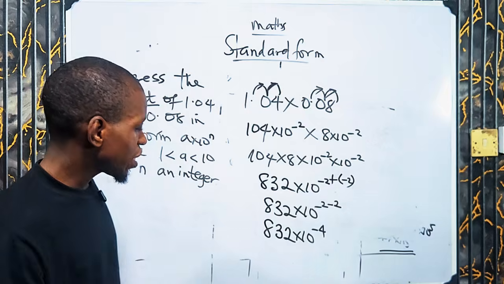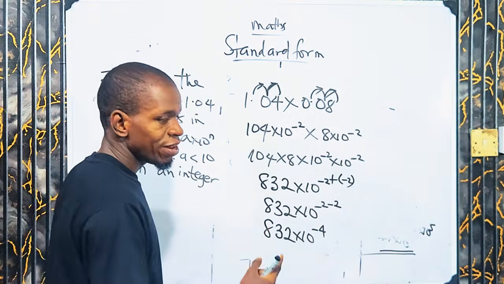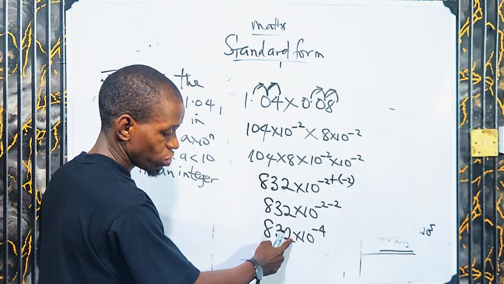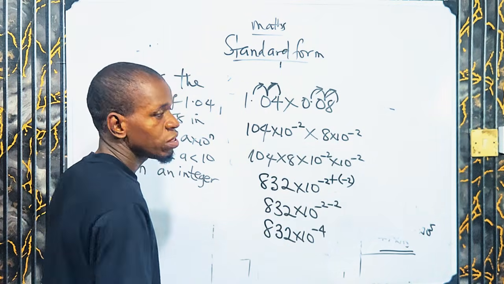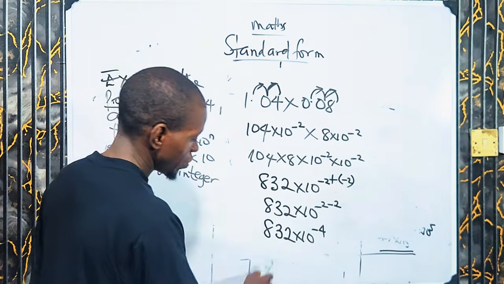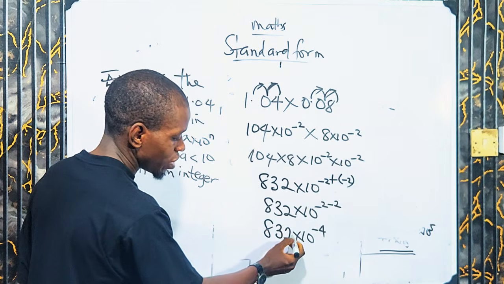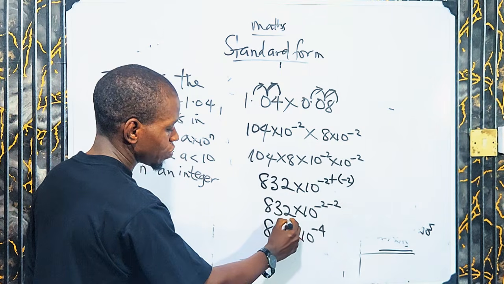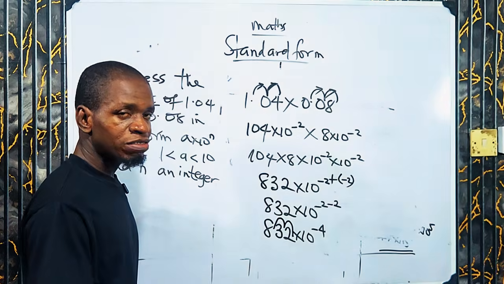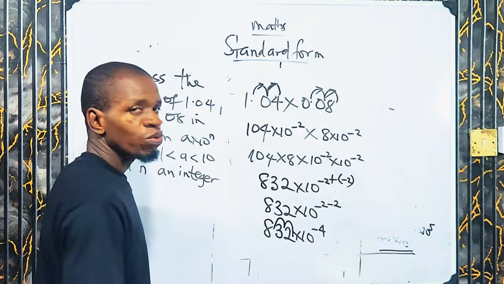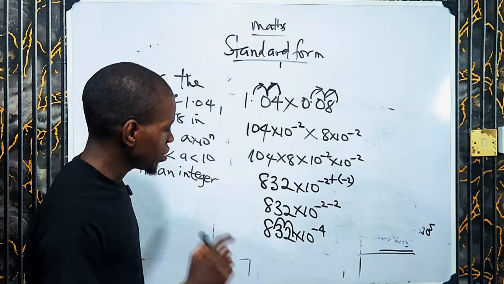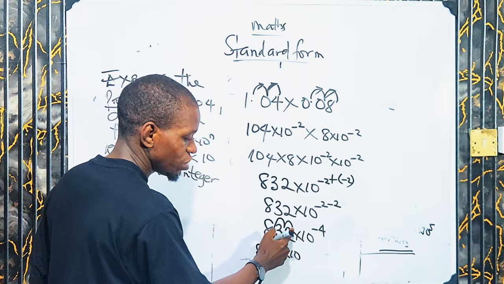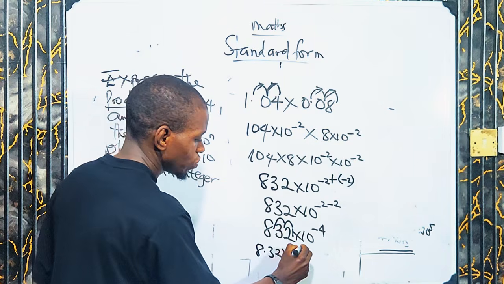Remember, the rule of standard form says that the point must be after the first digit, which can be 1, 2, 3. It's not going to be after many digits. Since we are not seeing the point inside this number, you know the point is behind there. If you want to move the point from the back to here, we move 1, 2. Moving from back to front, your n is going to be positive. So I'm going to have 8.32 times 10 to the power 2.